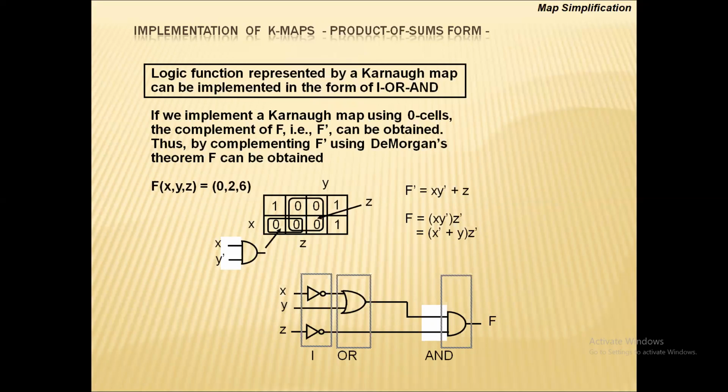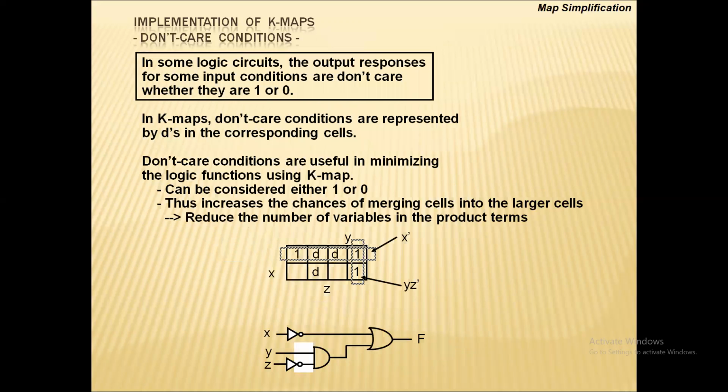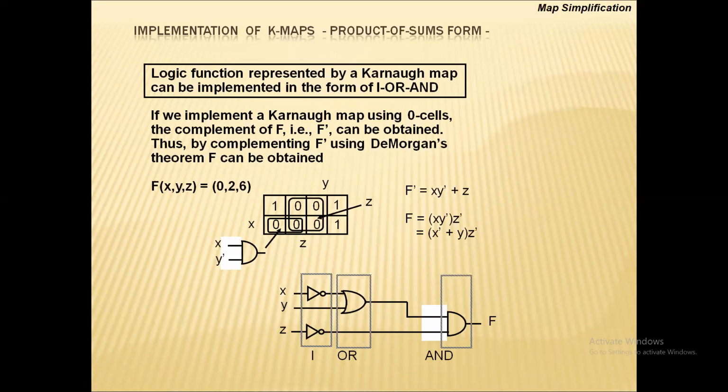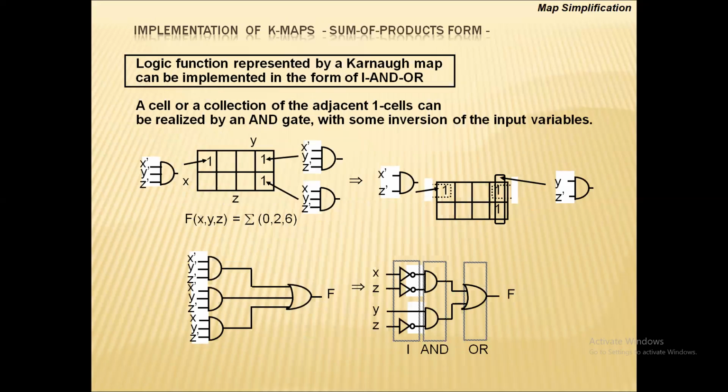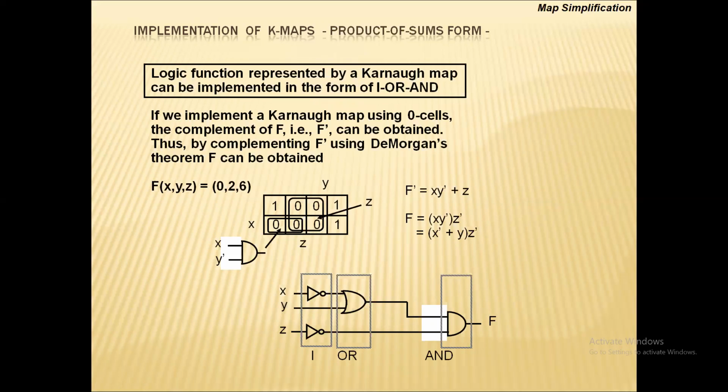So if we want to simplify using POS, we have to go with the same method. Just what we have to do is tune the rules of the game, whereby we consider the whole arrangement to be a POS, and therefore we are pairing 0s over here and not 1s. Everything else remains the same.